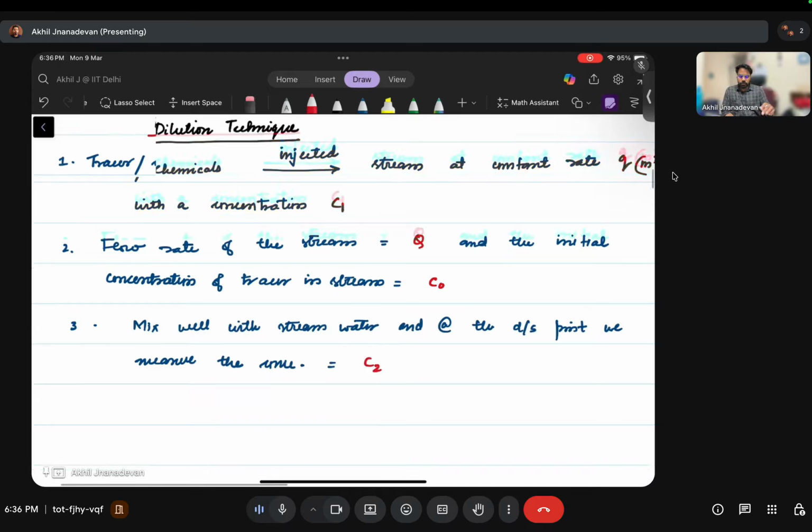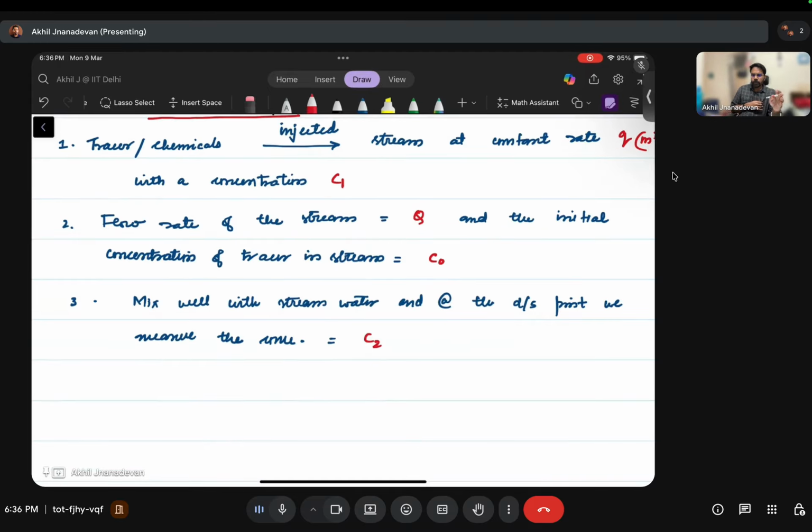So all the terms are clear. Small q is the flow rate of the injection. C1 is the concentration at injection. Capital Q is the flow rate of the stream flow. C naught is the initial concentration of tracer already there in the stream. C2 is the concentration of the tracer in the stream at the downstream after mixing with the stream.